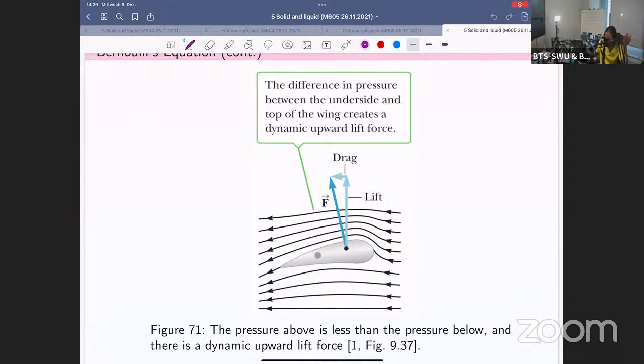So from Bernoulli's equation, the difference in this movement is the pressure, right? The difference is the pressure. From Bernoulli's equation, you have P plus 1 by 2... Oh, sorry for that.